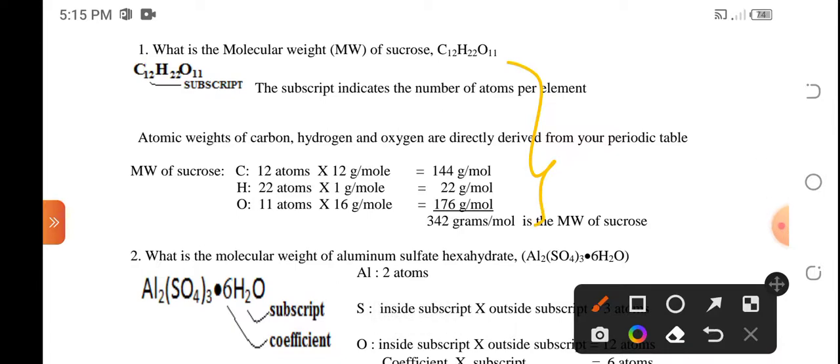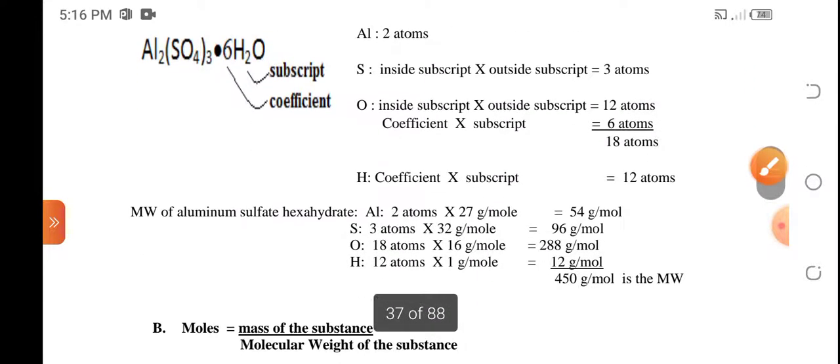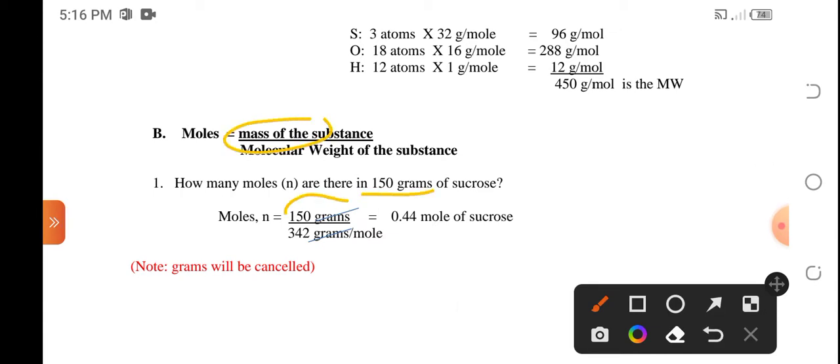So, na-compute na natin kanina yung molecular weight ng sucrose na 342 grams per mole. So, yan ang gagamitin natin. Okay, so we start with the mass, which is 150 grams, and the molecular weight that is 342 grams per mole. As you could see, grams divide this by gram per mole, grams will be cancelled. And then the mole will go up. Kasi magiging grams. So, syempre, yung grams tsaka grams na cancel na.